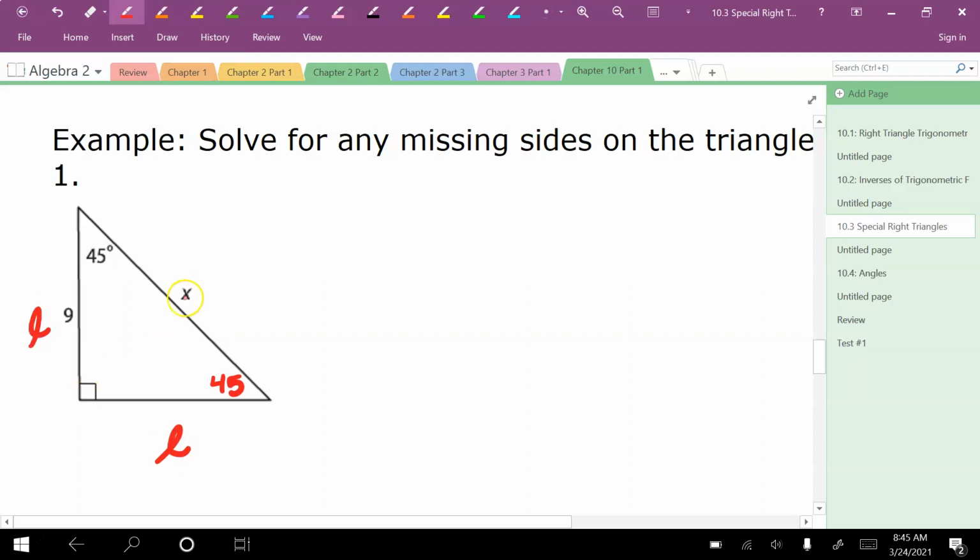And then the side across from the 90-degree angle is the hypotenuse. That's where my x is at here. This is going to be my L square root of 2. What is L equal to for this problem? 9, because right here they give me the side of the 45, 45, 90 triangle is 9. So that means that your L is equal to 9.